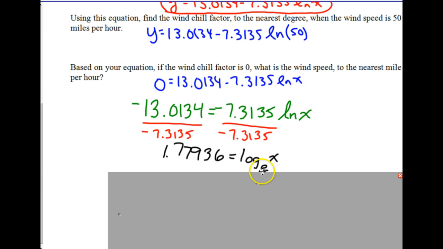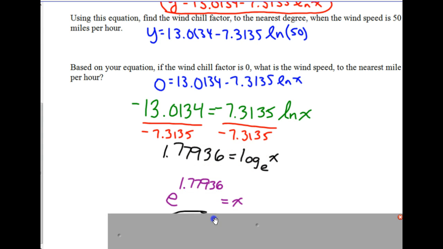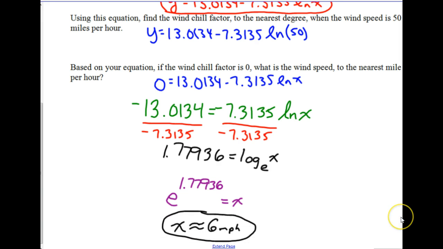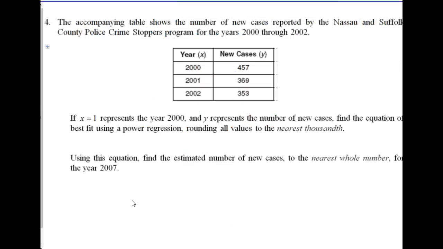Remember, log base e of x. You know what the base is. The log is the exponent. So there's our exponential form. e to that number equals x. Pop it in your calculator. 6 miles an hour. It wasn't far from what we predicted it would be, between around 6 or 7, something like that.